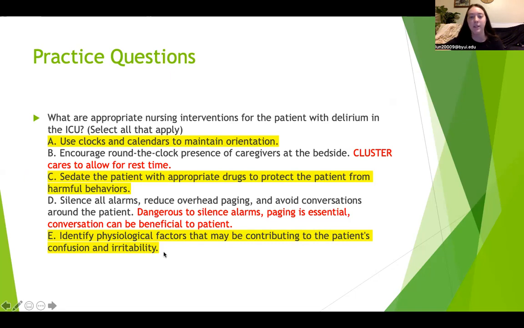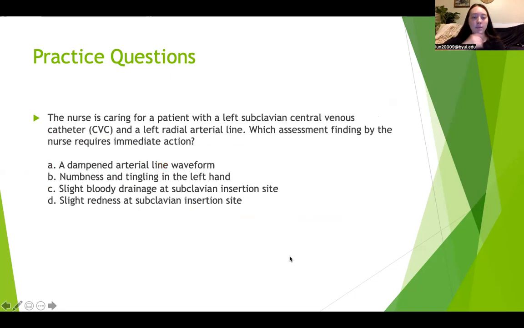Great. Okay. And just remember that delirium, again, is that reversible, temporary situation caused by something happening in the environment, whereas dementia is irreversible, progressive, and caused by a disease or just physiological things happening in the body. Okay.